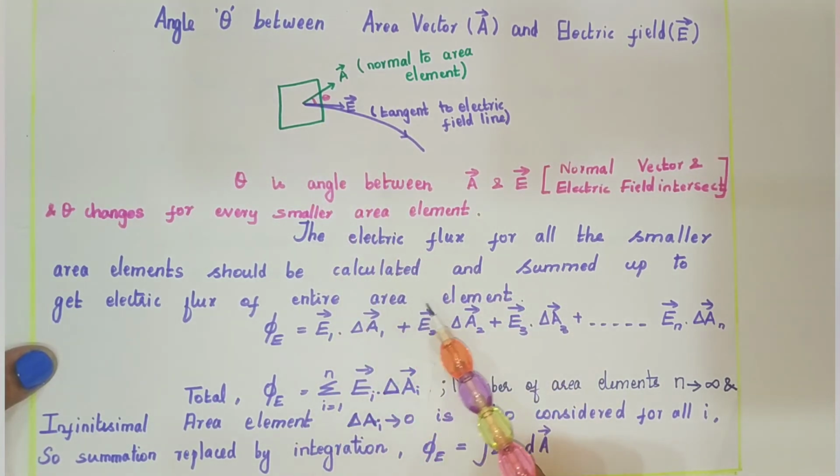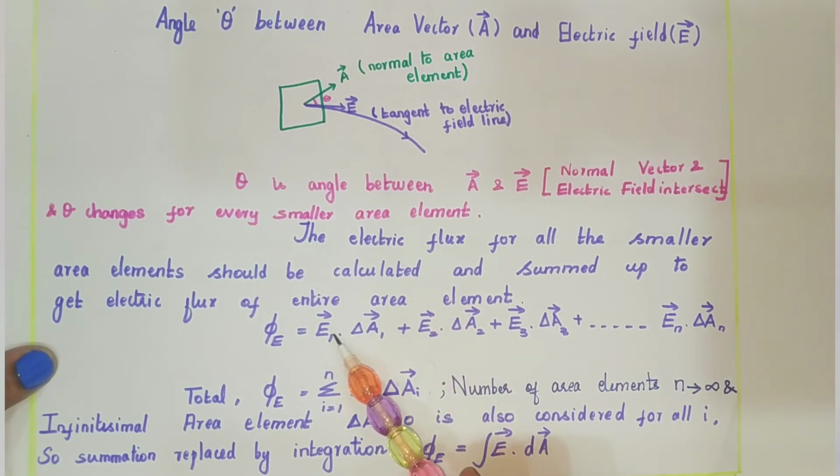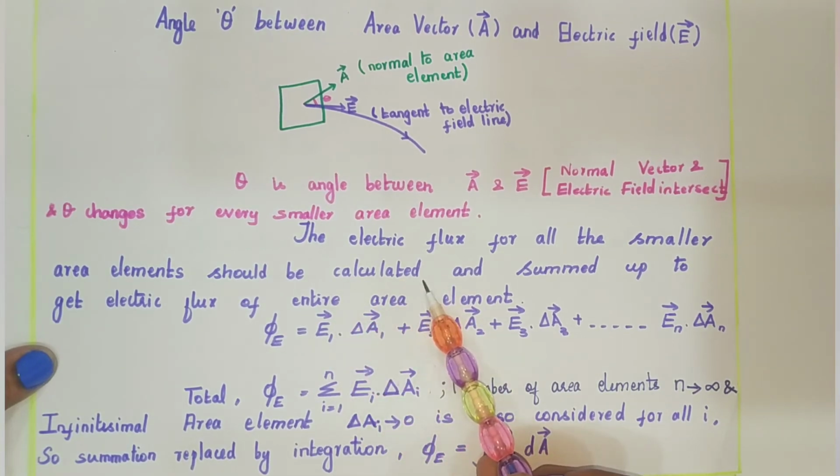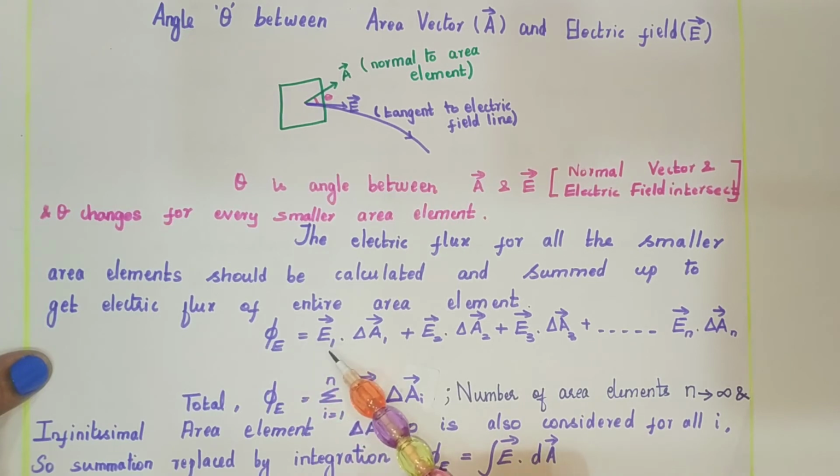Okay, now the electric flux for all the smaller area elements must be calculated. So the flux phi E will be equal to E1 vector dot del A1 vector plus E2 vector dot del A2 vector plus E3 vector dot del A3 vector, and so on up to En vector dot del An vector. And so the total will be written by using summation. Flux phi E is equal to summation i equals 1 to n of Ei vector dot del Ai vector.